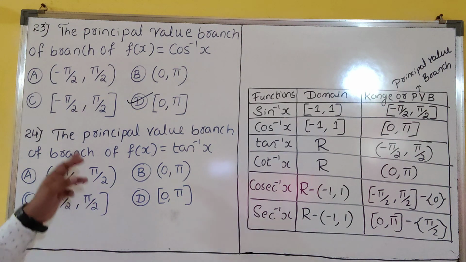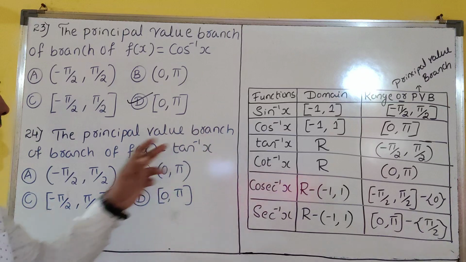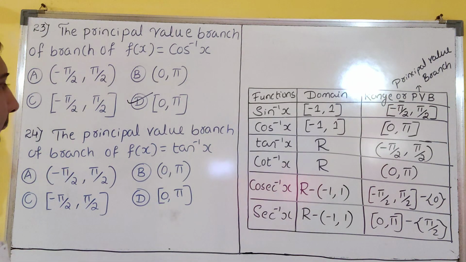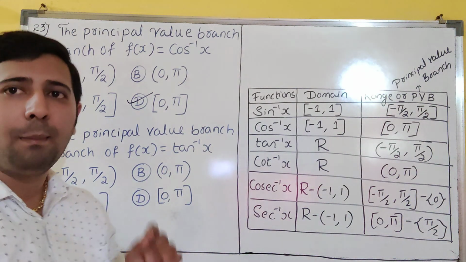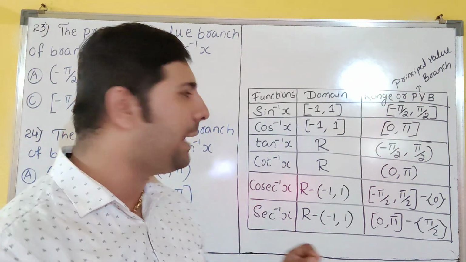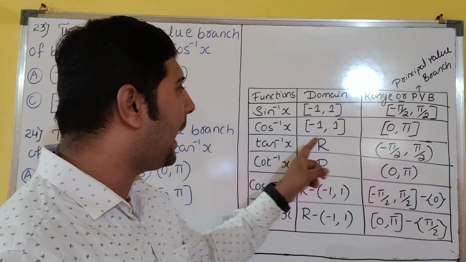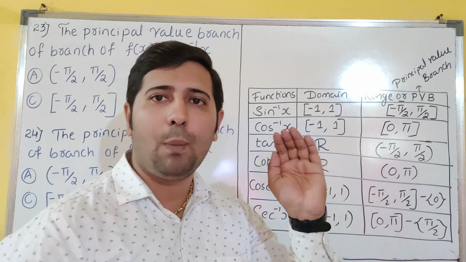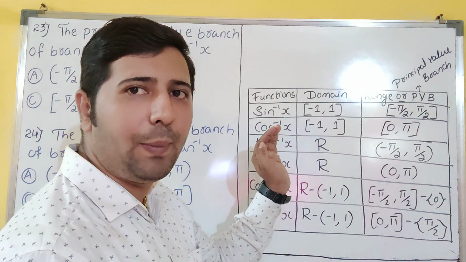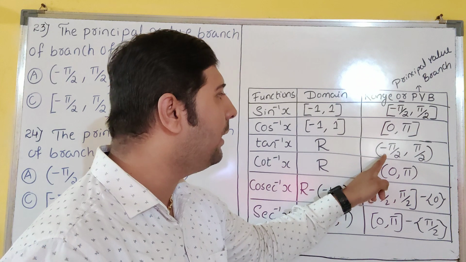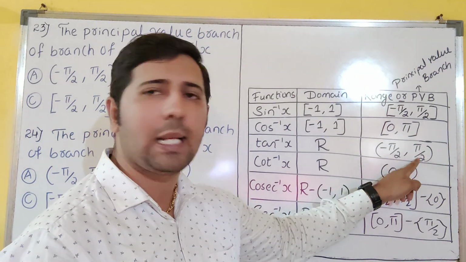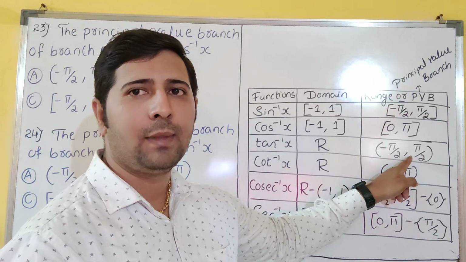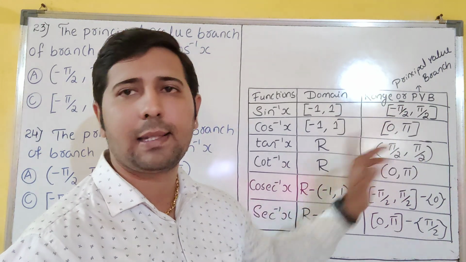Another question, one more we will see. The principal value branch of f of x is equal to tan inverse x. What is the principal value branch, PVB, of tan inverse x? The principal value branch of tan inverse x is an open interval. You can see here it is like this. This is closed interval, and this is open interval: open interval minus pi by 2 to plus pi by 2. Open interval on both sides.